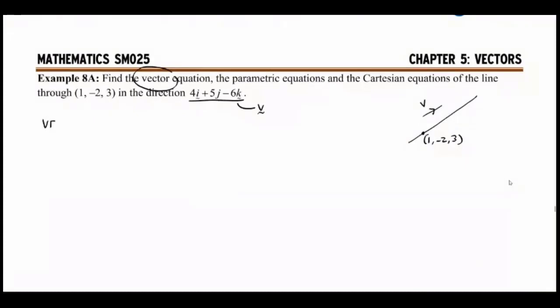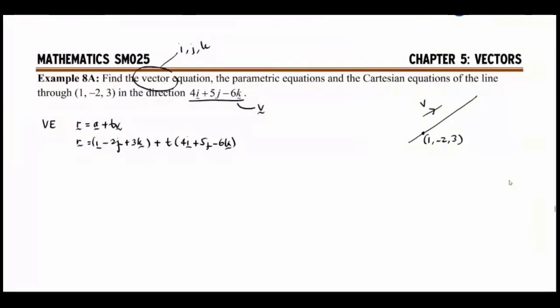Okay, so we will start with the vector equation. So VE we're gonna have, which is R equal to A plus TV. So we're gonna have R, we're gonna have A adalah, so bila vector mesti in term of I, J, K. Okay, so we're gonna have your A will be I minus 2J plus 3K. So that one is your A. Plus T, and then we put your V, which is 4I plus 5J minus 6K. Okay, so this is your VE.